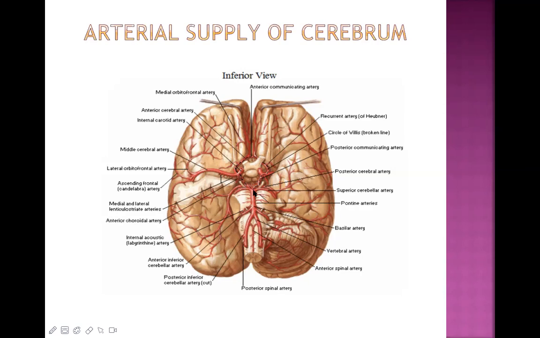This is called the circle of Willis, and this circle of Willis is the network of anastomosis of different blood vessels on the basal surface of the brain, and the function of this is to supply blood to the different parts of the brain. Please revise this from the anatomy book and make sure you know every bit of this, because this is very, very important anatomy.